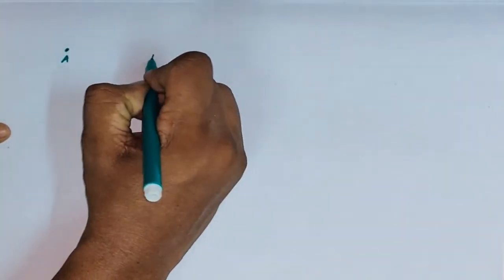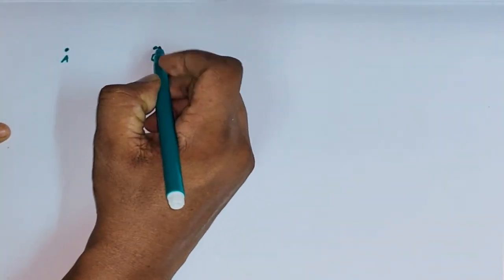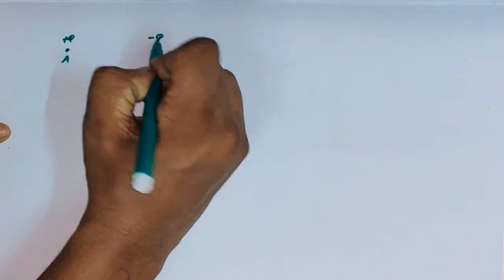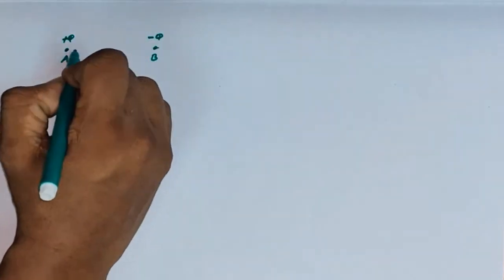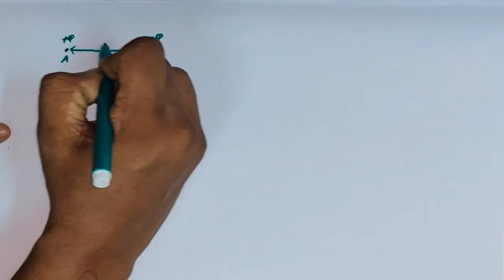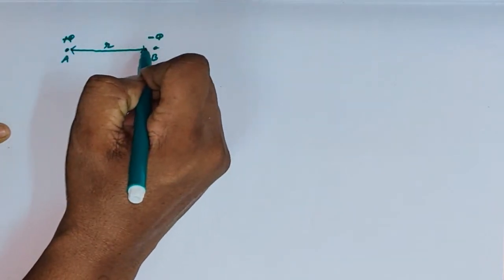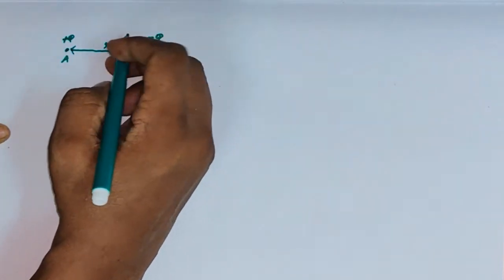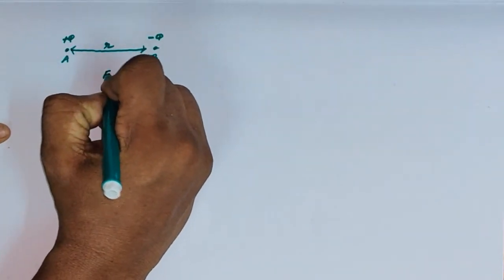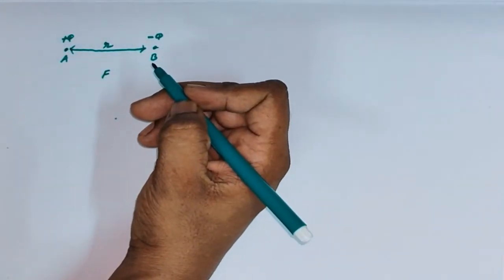It is given in the question: two point charges, this is point charge A as well as point charge B, having the charges plus Q and minus Q. They are located apart, and the distance of separation between the two charges is R. The force acting between them, in general, is F. This is the first part given.